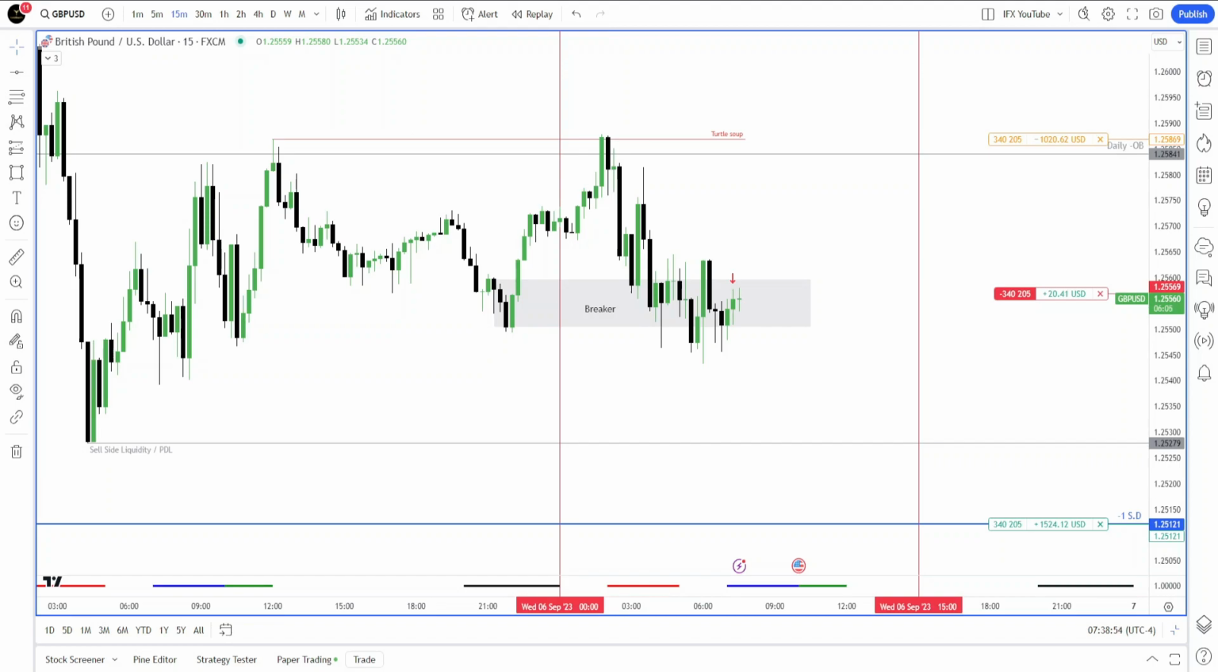Turtle soup scenario, breaker formation. We're inside that breaker consolidating. I'm shorting it inside that breaker, not anywhere else. I'm not chasing it. Entered in New York. I'm going for that PDL, that negative one standard deviation for the advanced breaker theory, 1-to-1 RR.